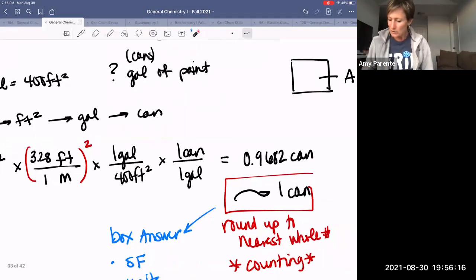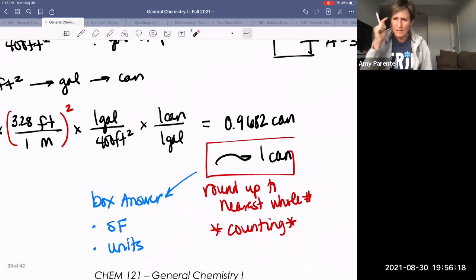So here's one of these pieces where we end up having to do a little bit of logic, right? Can you go to Lowe's and purchase 0.9682 cans of paint? No, you can't. You have to purchase whole cans.